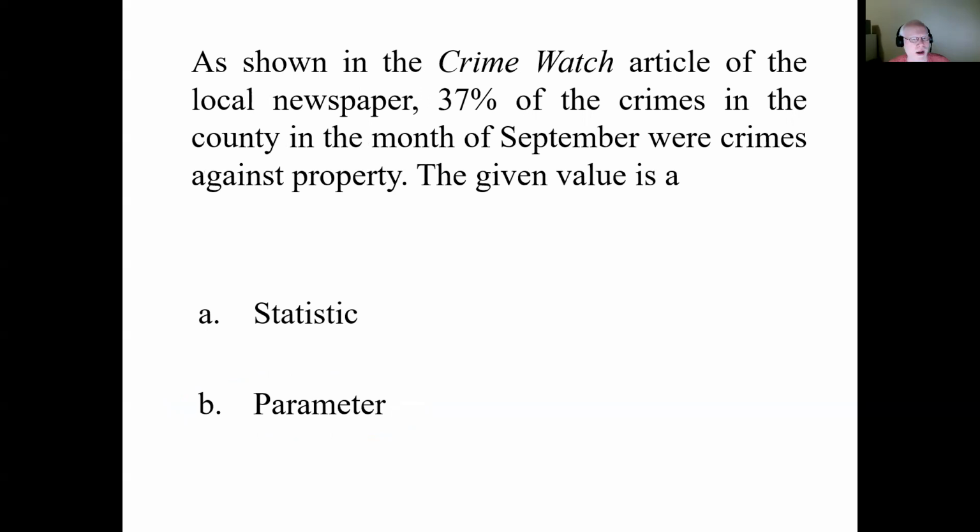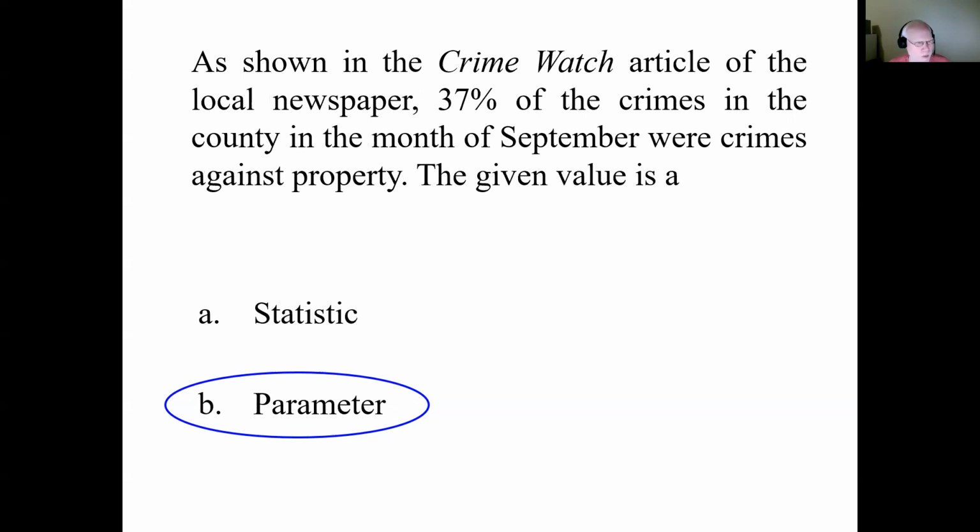As shown in the Crime Watch article of a local newspaper, 37% of the crimes in the county in the month of September were crimes against property. The given value is either a statistic or a parameter. So pause it and think about it for a second.